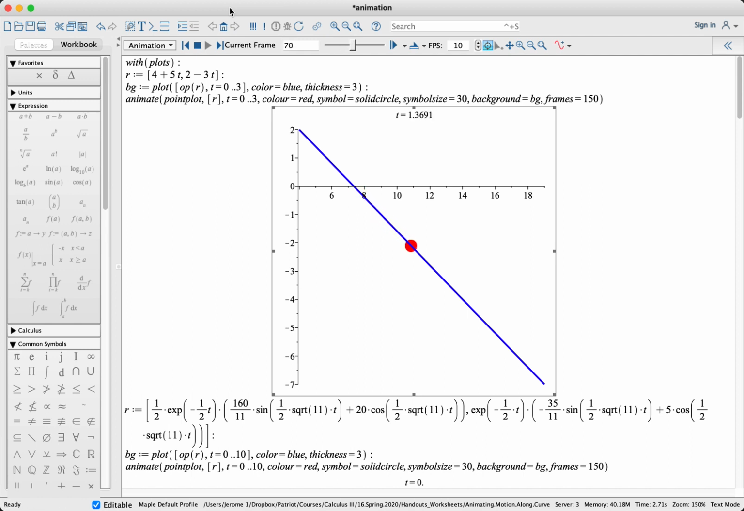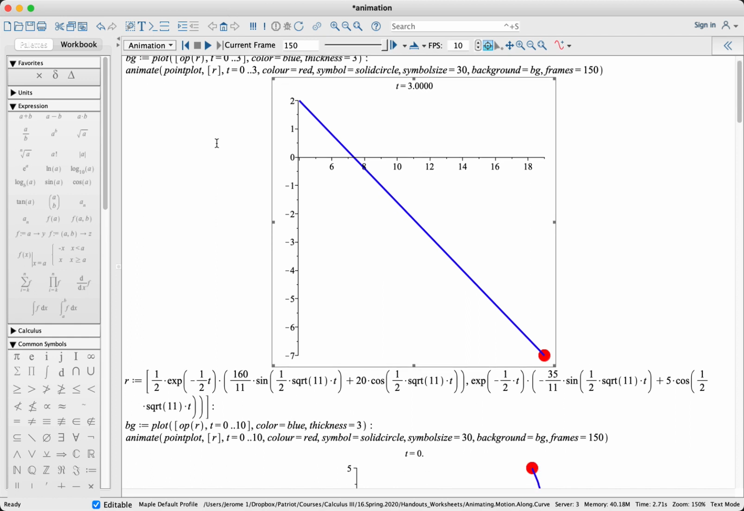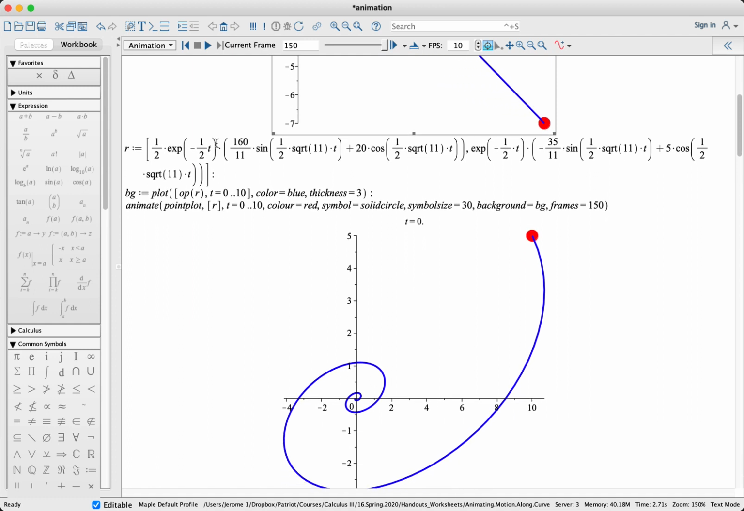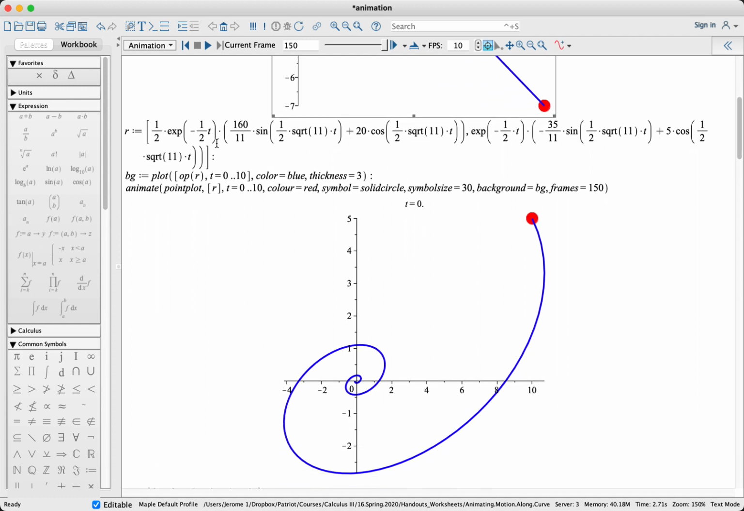And just based on the fact that the motion is linear, you notice it seems like the speed is constant. It seems like that red dot was traveling at constant speed, right? Let's look at the next path, and this one is definitely not linear. It's kind of a spiral, right?